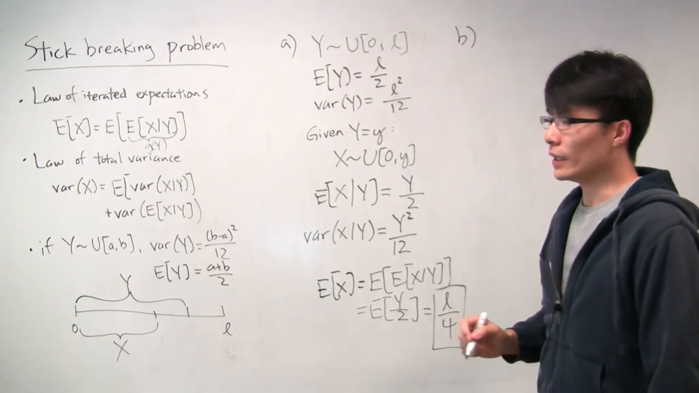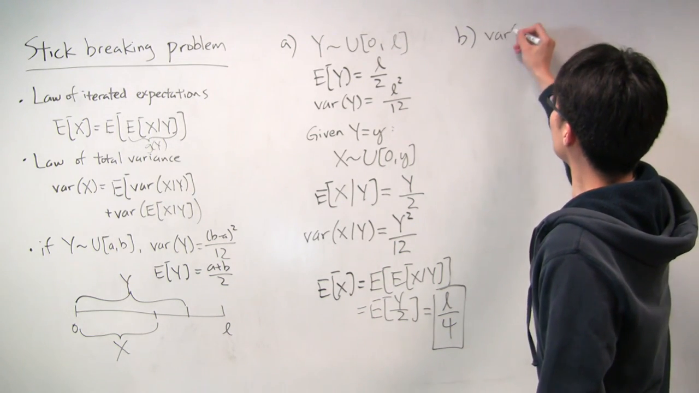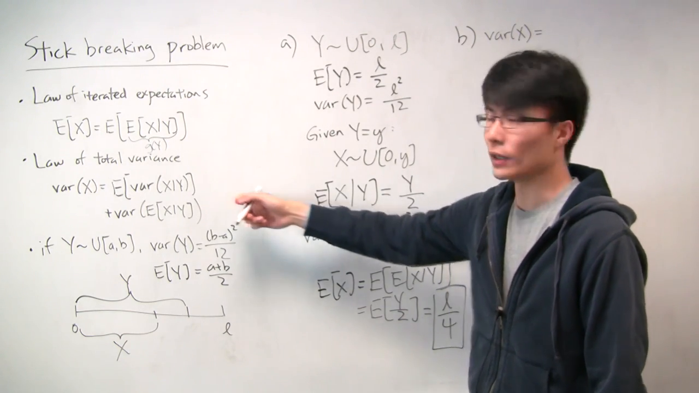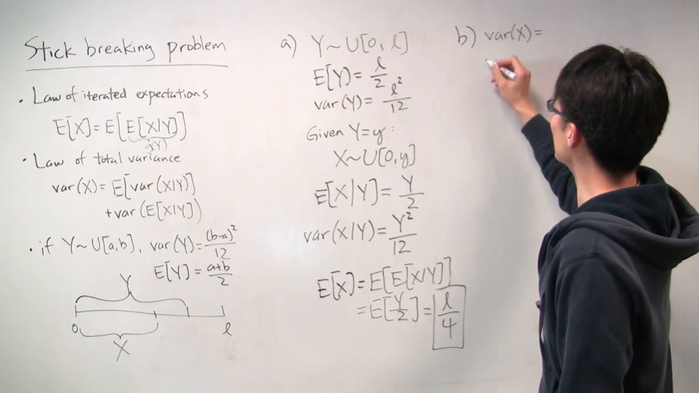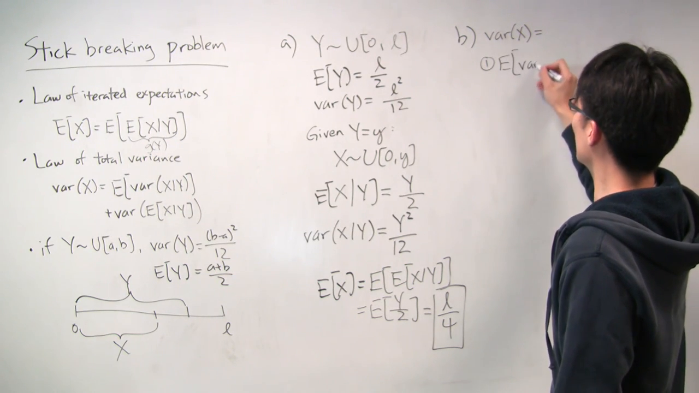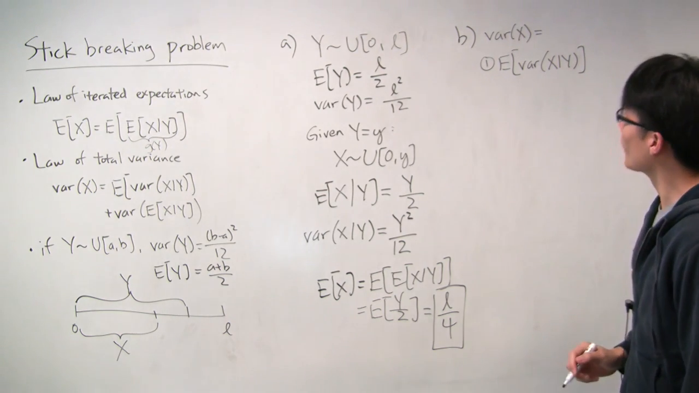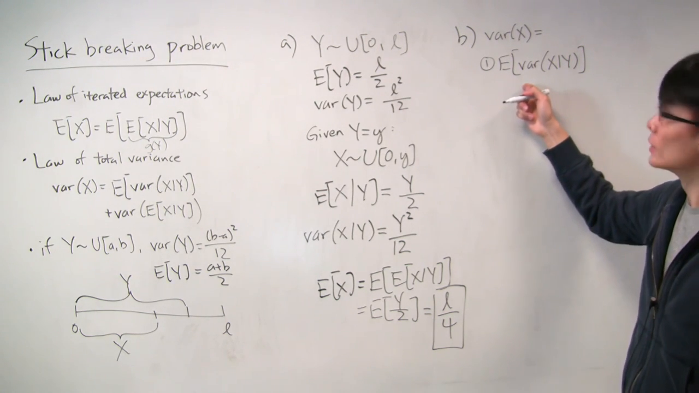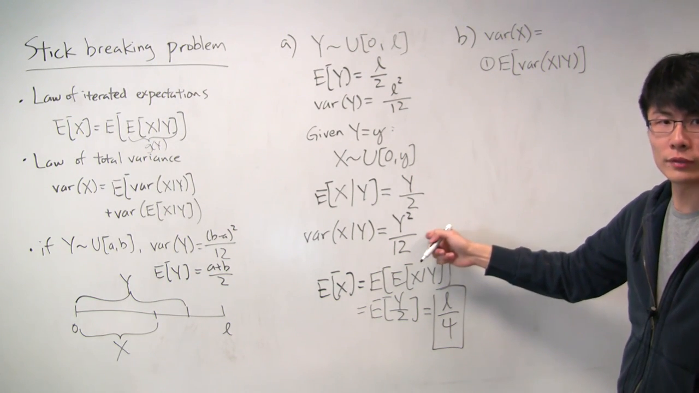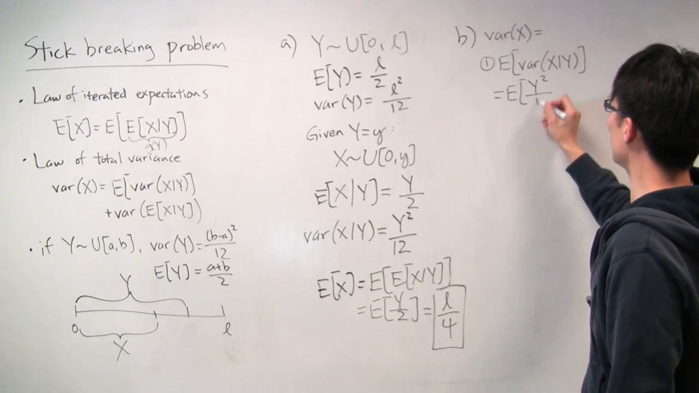Now, let's go to part B, where we're actually asked to find the variance. The variance is given by the law of total variance. So let's do it in stages. We'll first calculate the first term, the expectation of the conditional variance. Well, what is the expectation of the conditional variance? We've already calculated what this conditional variance is. The conditional variance is y squared over 12. So let's just plug that in. It's expectation of y squared over 12.